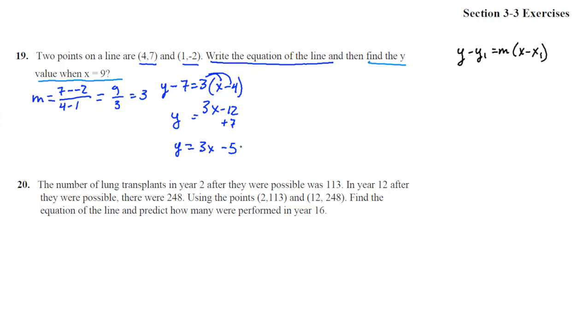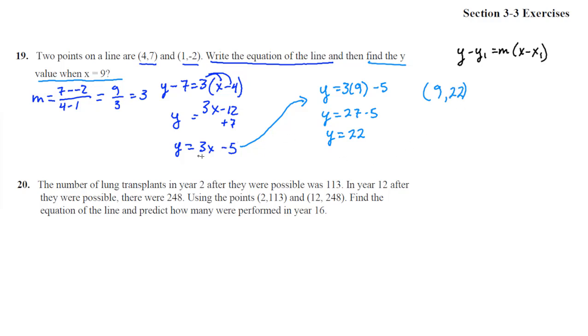Find y when x is 9. So we stick this in. y equals 3 times 9 minus 5. Notice we're finding 9 comma something right now. So we stick 9 in for x. y equals 27 minus 5. That's y equals 22. (9, 22).